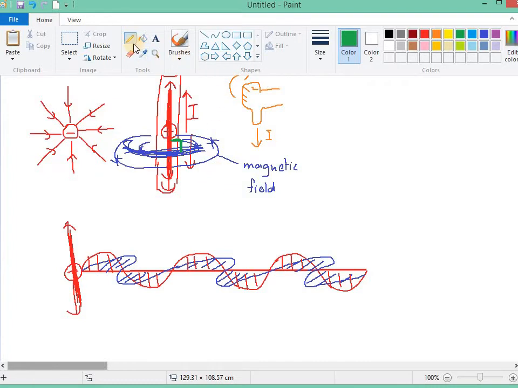So that means this oscillation of electric field and magnetic field produce electromagnetic wave. So this is how electromagnetic wave is produced, from oscillation of charged particle.